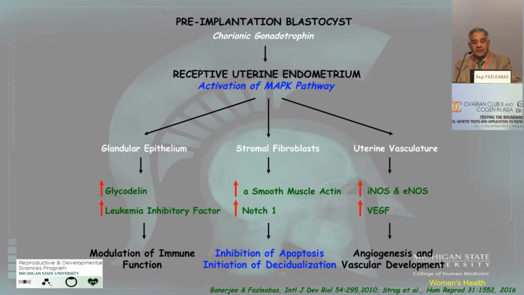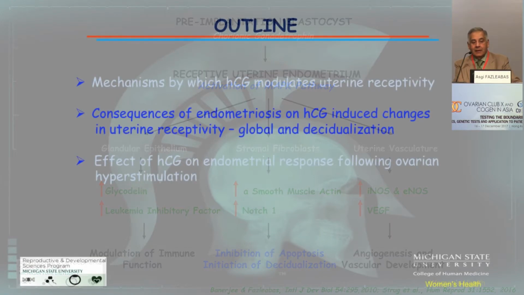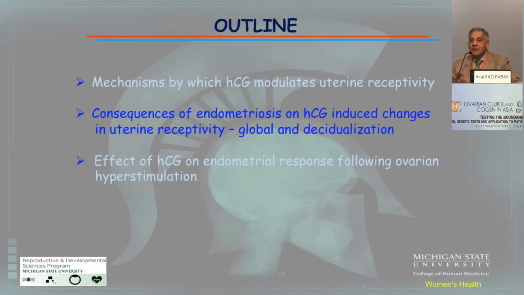And we've actually focused on the role of Notch1, which we think is an important initiator for the decidualization response, and in the absence or decrease of Notch1, the decidualization process is inhibited. So given the normal responses that we were seeing with chorionic gonadotrophin, one of the questions we had was what happens in a situation where infertility is a major problem, with a disease like endometriosis.